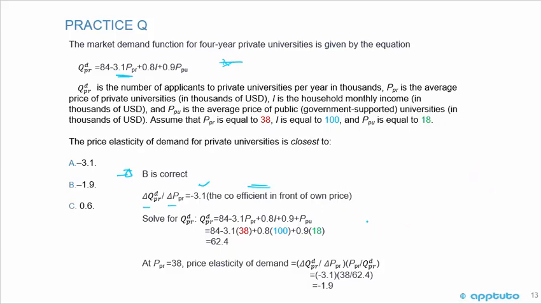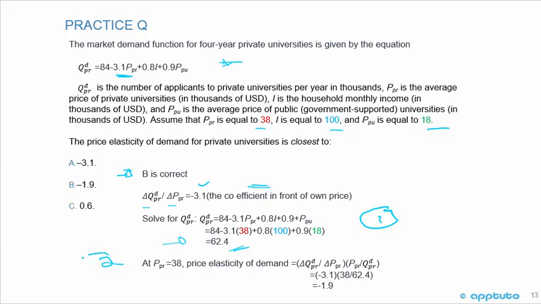So then the first thing that you need to do is you need to solve for the quantity demanded of PR. And that's really easy. So here I just used a bit of color coding, the 38, the 100, the 18. They're giving you those numbers. You just have to plug it in and solve for the quantity demanded of PR, okay? And when you do that, you're going to get 62.4, okay? 84 minus 3.1 times 38 plus 0.8 times 100 plus 0.9 times 18 equals 62.4. So that's step number one.